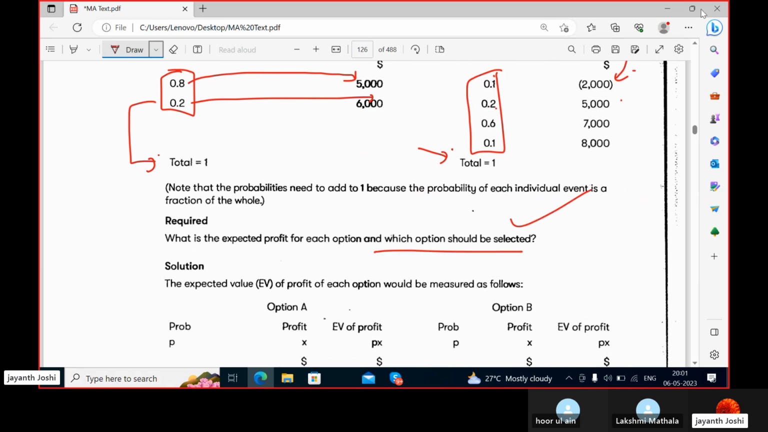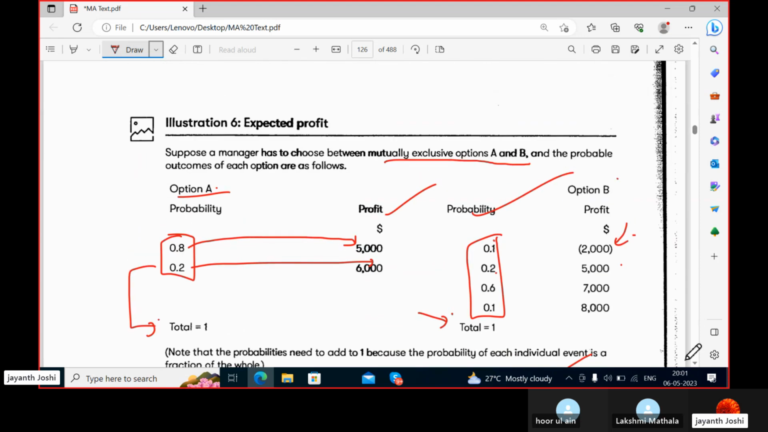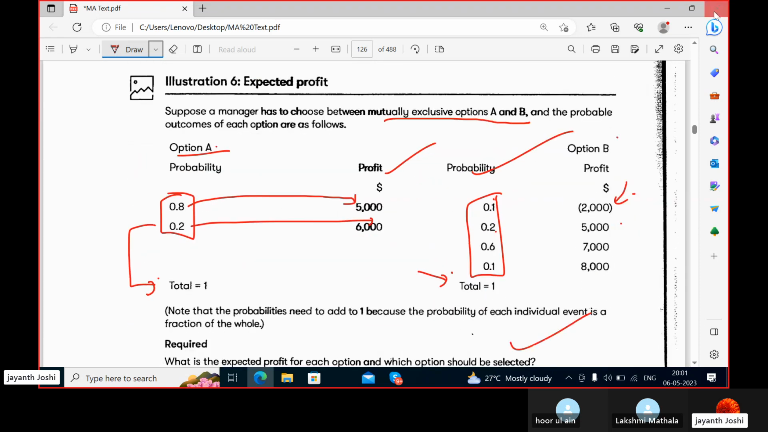Now you have to do the answer. I'm not going to show you the solution. Just do it and tell me which option you should pick. Come on, fast. I have already explained the concept of expected value. Do both the options individually and tell me fast.